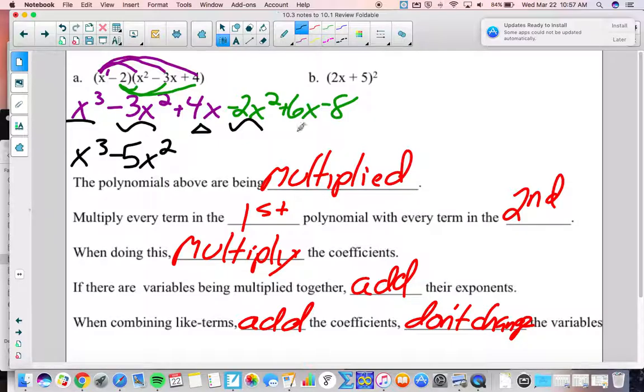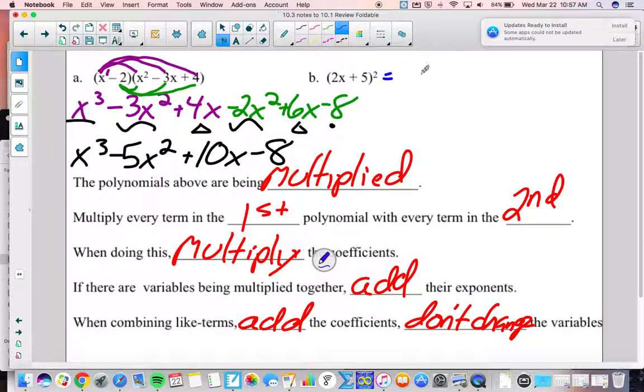Here we have a 4x and a 6x. Add the coefficients together, keep the ending the same. That's 10x. And then last but not least, we've got a number or a constant, negative 8. Bada bing, bada boom. Last one here.